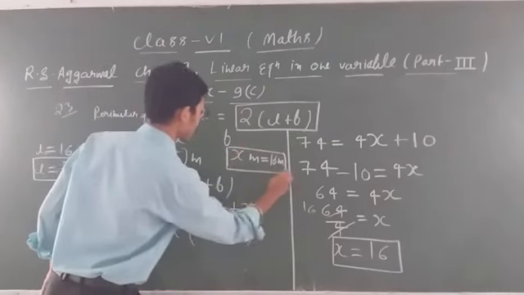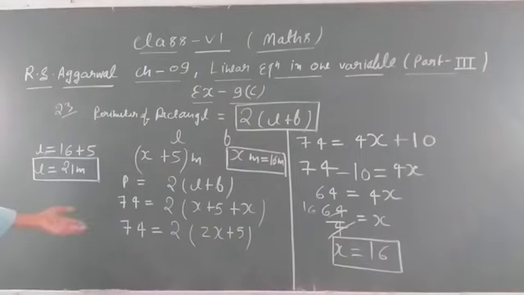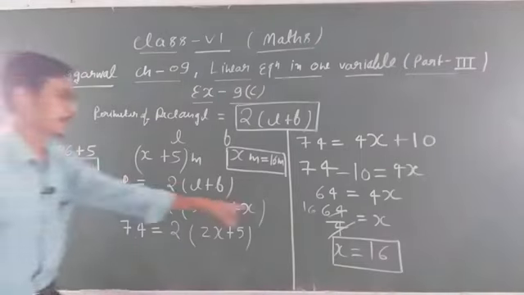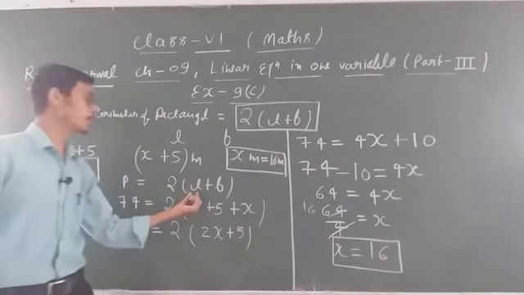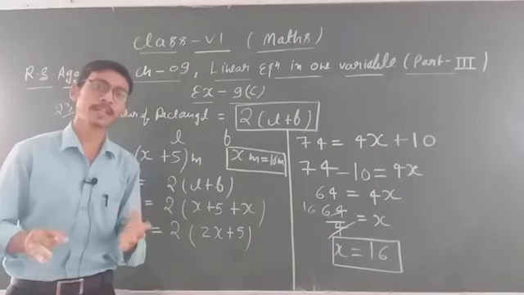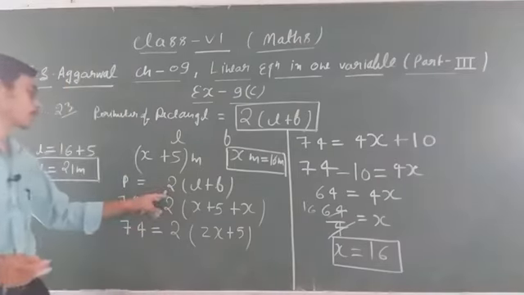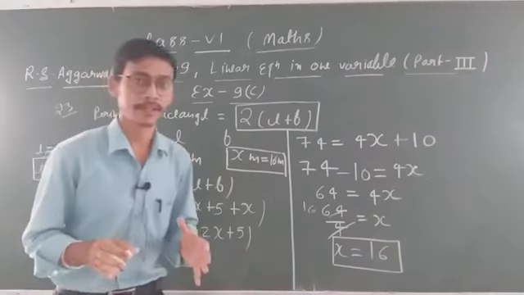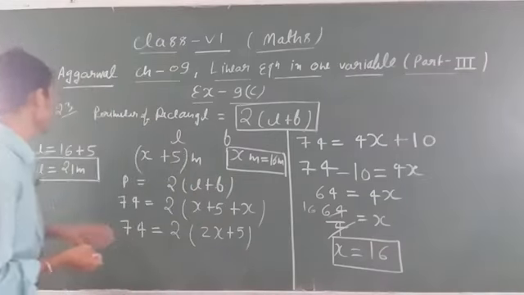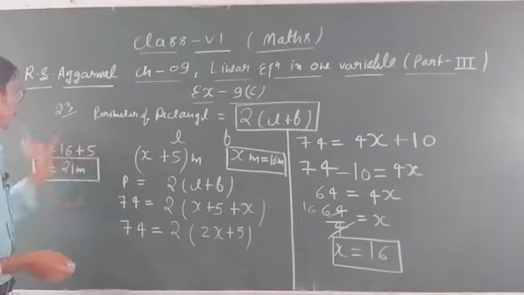Or you can also check the value by putting it in. Since the perimeter is 74, you can check, put 21 and 16. When you put 21 and 16 in the formula of perimeter, 21 plus 16 will become what? 37. 37 multiplied by 2 will come 74. Clear, student? So it means our answer is correct. Clear, student? So I think now you are able to understand this question.